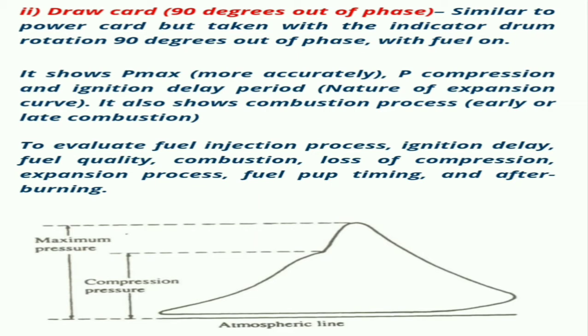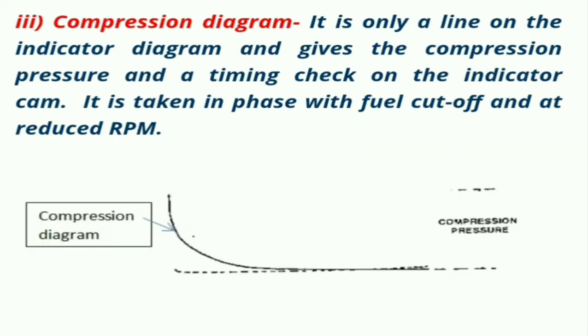Draw card: that is 90 degrees out of phase. Similar to the power card, but taken with the indicator drum rotating 90 degrees out of phase with fuel on. It shows maximum pressure, more accurately maximum compression and ignition delay period, that is, the nature of the expansion curve. It also shows the combustion process, early or late combustion. It is used to evaluate fuel injection process, ignition delay, fuel quality, combustion, loss of compression, expansion process, fuel pump timing and after burning. Here we can see the maximum pressure, combustion pressure and the base, that is the atmospheric line.